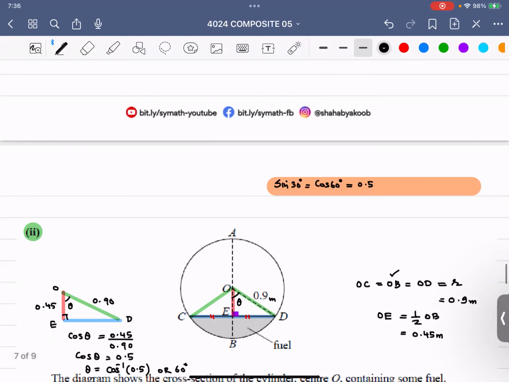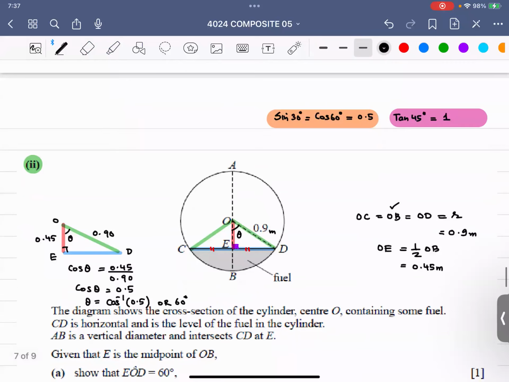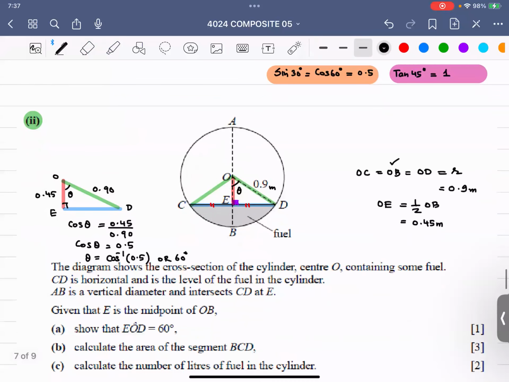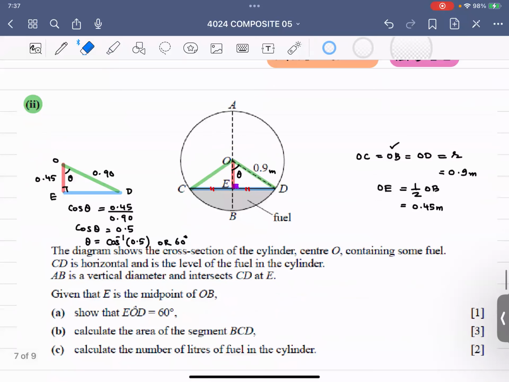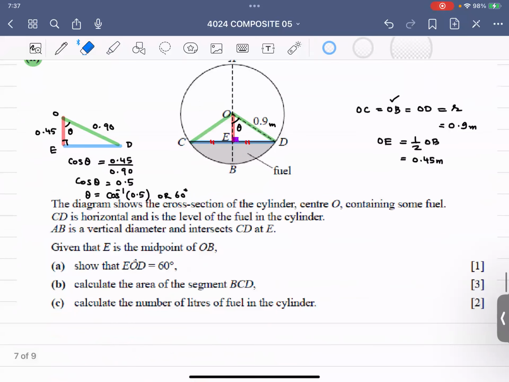Similarly, let me just erase this. Let me use another color. The other one is tangent of 45 degrees, which will come out to be 1. These are two famous values that you will come across. Since these values were handy for me, I calculated it without the calculator. So the first part is done.